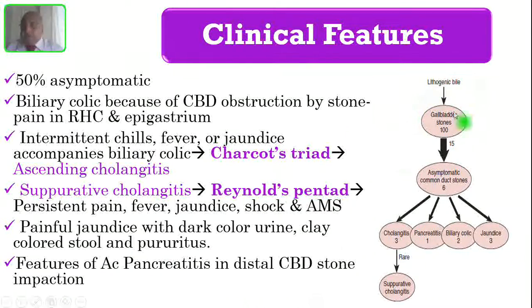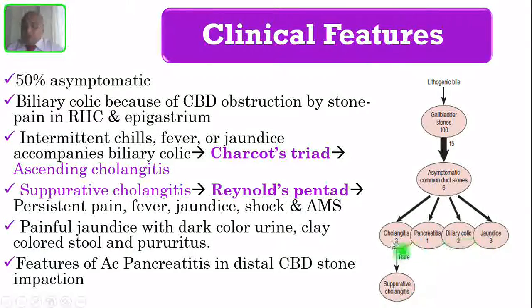Now this is a chart where you are seeing if you take 100 patients with gallbladder stone, only 15 will have common bile duct stone. Even among the 15 patients, 6 patients will be asymptomatic, whereas the other 9 patients will have some symptoms, like maybe biliary colic, jaundice, cholangitis, or pancreatitis. This is ascending cholangitis. The chances of suppurative cholangitis is very rare. If you do not do anything, then only the patient will go on to suppurative cholangitis.